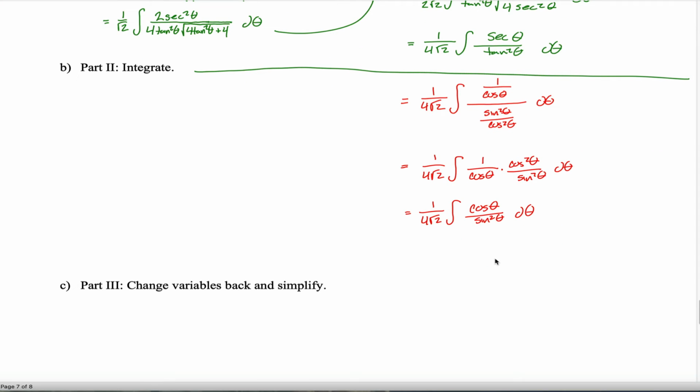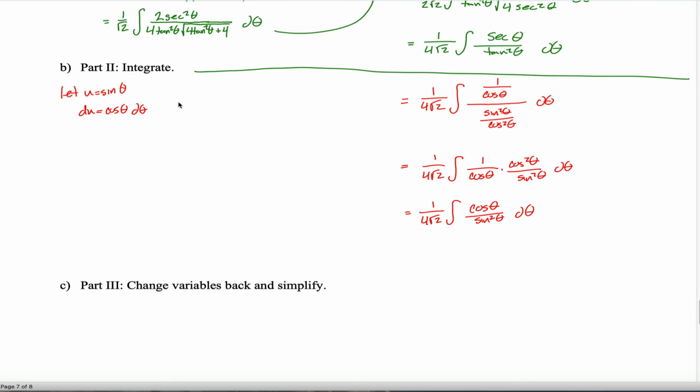I think this is something that you can integrate. Maybe you'd want to use a u substitution. When you're using a u substitution, you're looking for something that u can be equal to, so that the derivative of that something shows up in that expression. If we choose u to be equal to sine of theta, then du would be equal to cosine of theta d theta. That would be awesome because I've got cosine theta d theta right here.